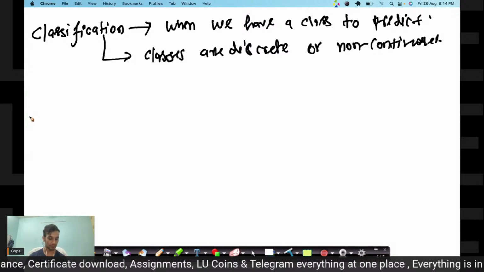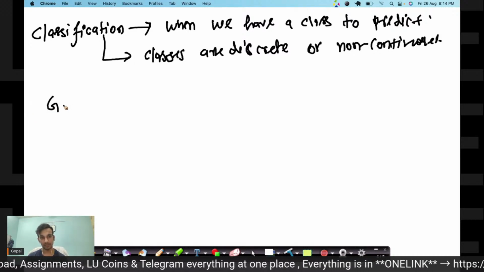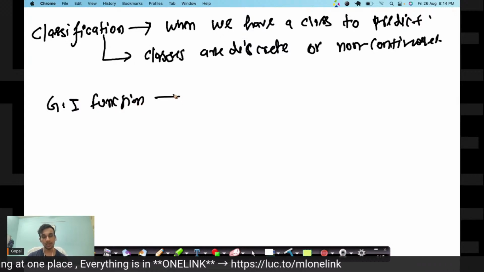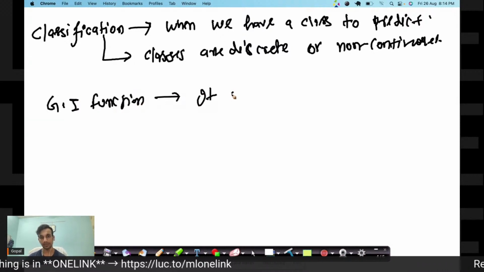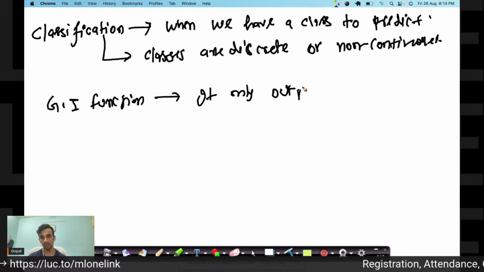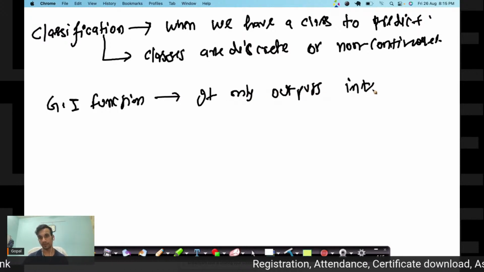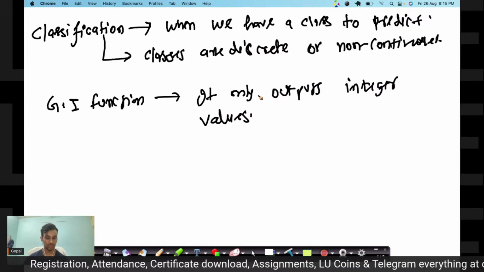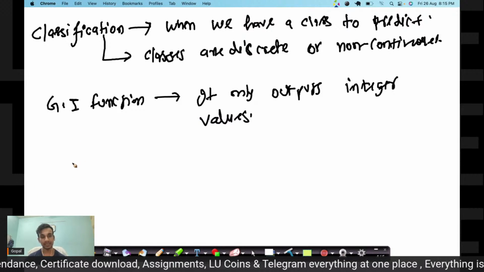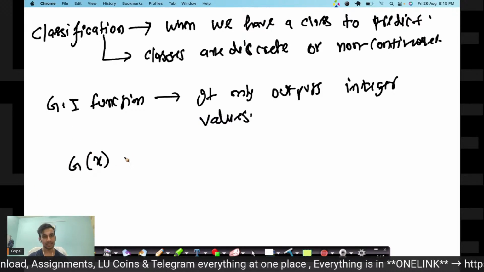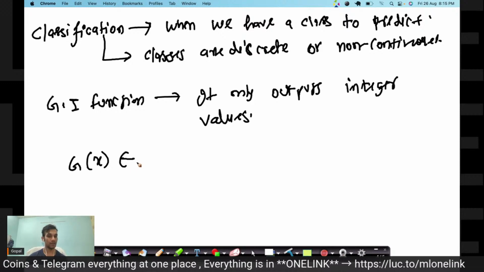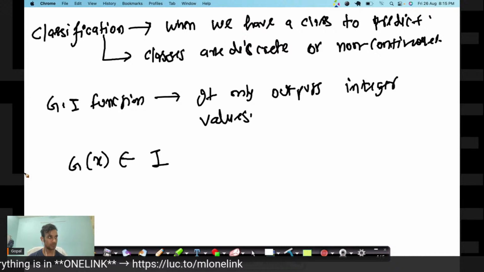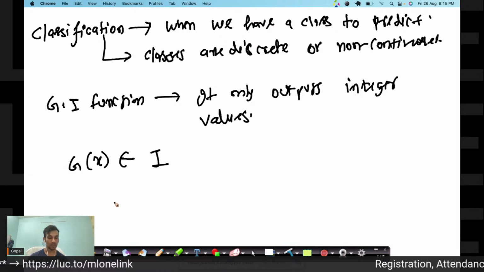Let us say you can go with the greatest integer function, GI of x. What exactly is this? It only outputs integer values. Let's define this as g. g of x will belong to only I, or integer values, right? Now comes the constraint here.